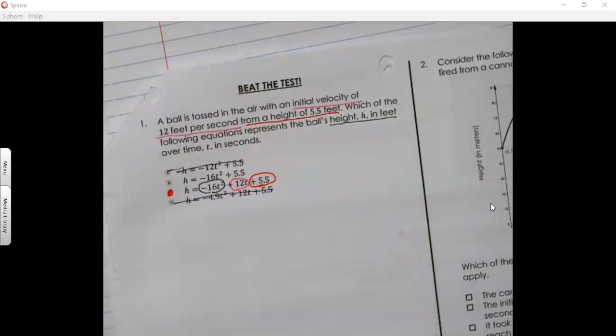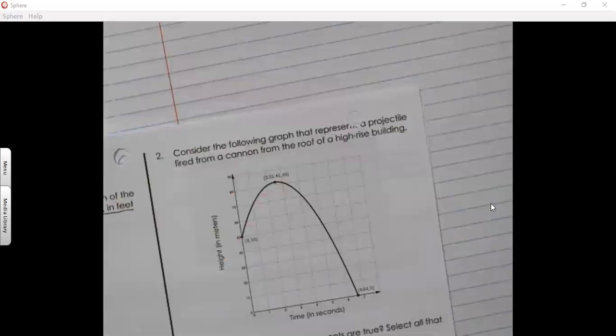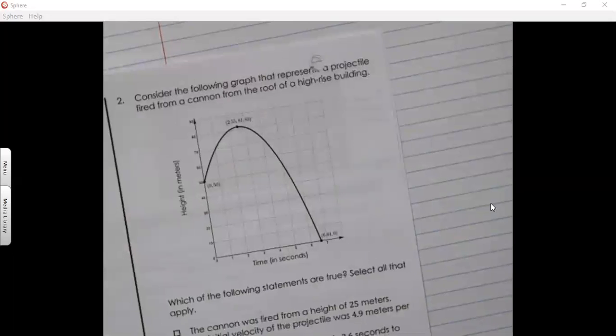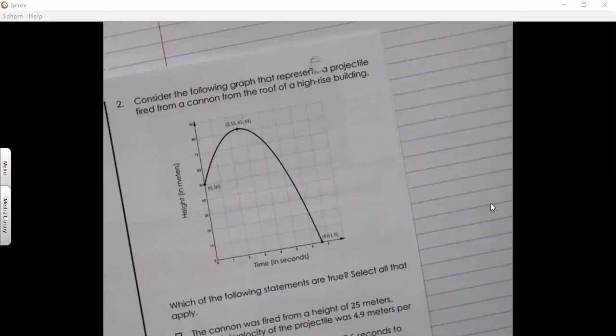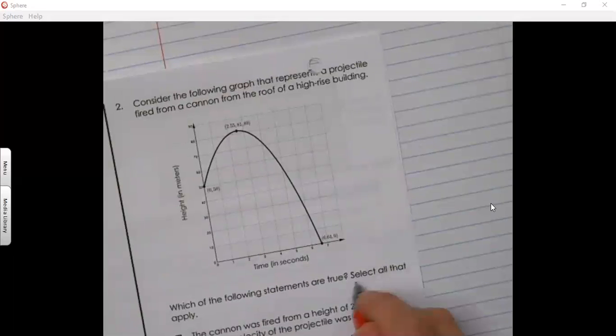Second half of this page. Consider the following diagram that represents a projectile fired from a cannon from the roof of a high-rise building. I don't know who wrote this problem, but I do not recommend anyone firing a projectile from the roof of a high-rise building. Don't do it. But let's say this is a scientific experiment approved by government officials. Which of the following statements are true? Select all that apply. So we can select more than one.